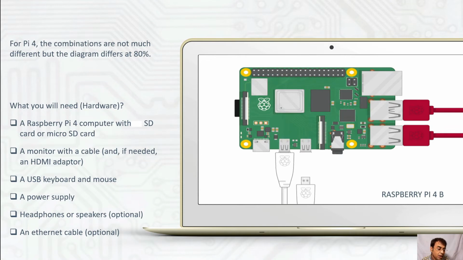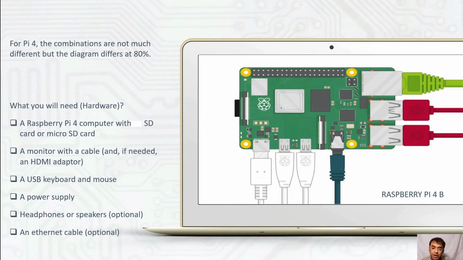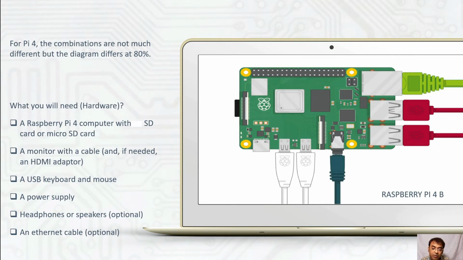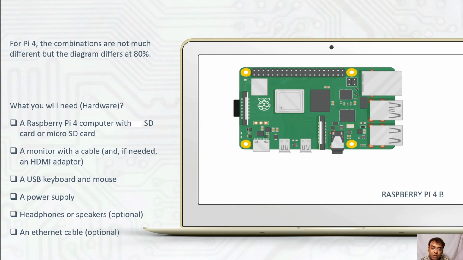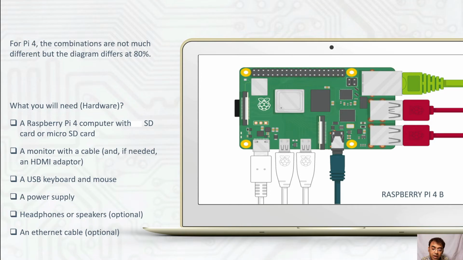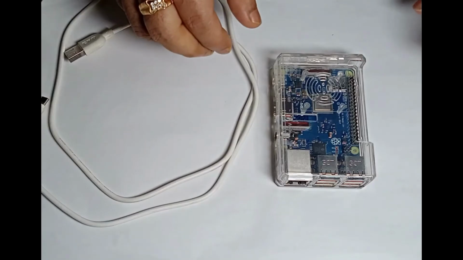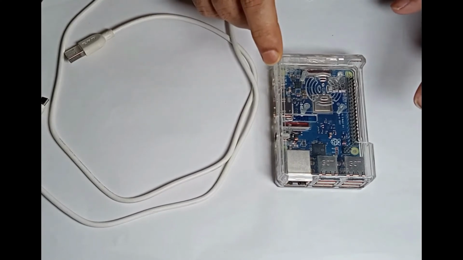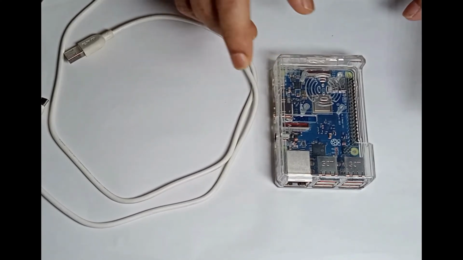This is Raspberry Pi 4B. What you will need? A Raspberry Pi 4 computer with SD or micro SD card, a monitor with a cable, a USB keyboard and mouse, a power supply, headphones or speaker optional, and Ethernet cable optional. Now I will discuss different components of Raspberry Pi.